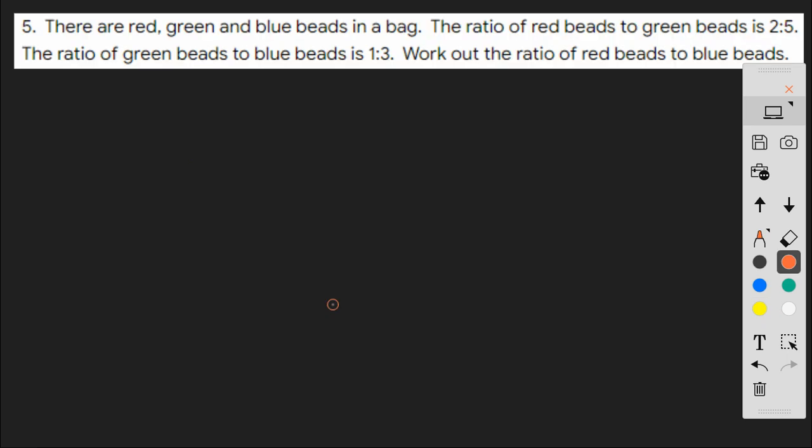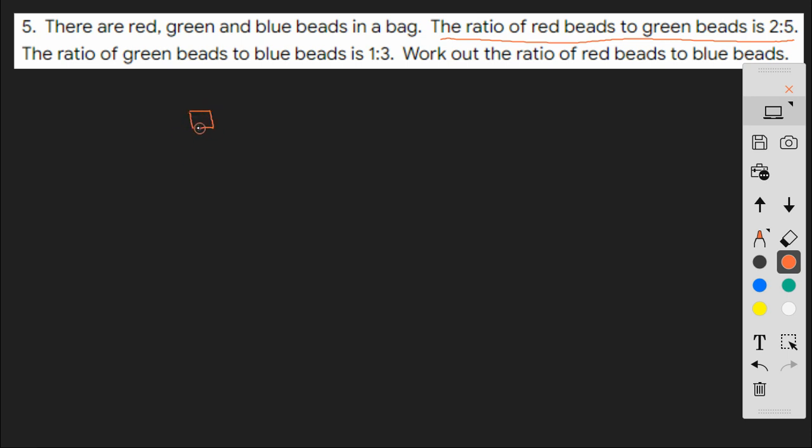Okay, question 5. Well, this is a very wordy question, so we've got to try and pull the meaning of these words, and the way we're going to do that is by using our usual representation of a ratio. So let's do this first sentence here. The ratio of red to green is 2:5.